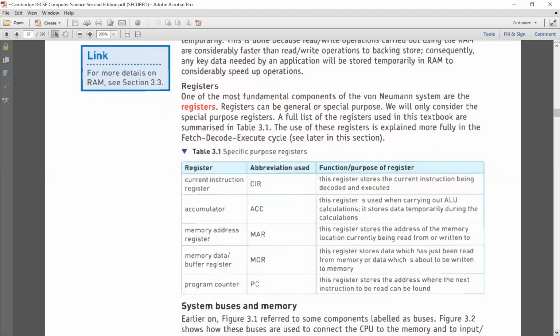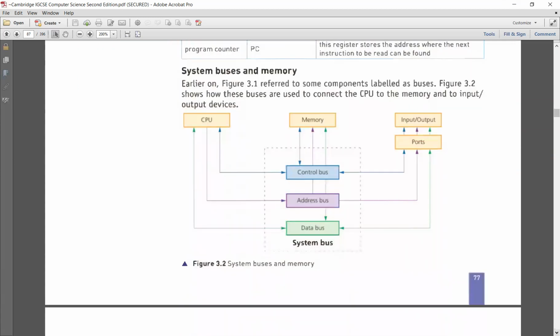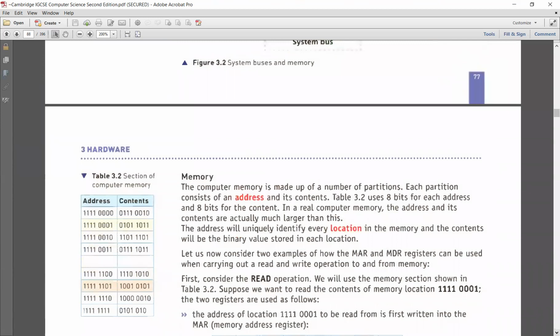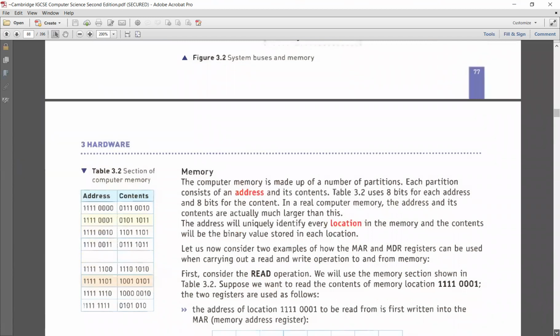Then you have the system buses, and in these buses, we need to know the three buses, which are address bus, data bus, and control bus. What are they doing? And before that, there's one memory that is present here. So what you need to focus on is this table. This table 3.2 is the section of the computer memory. Just remember, address or location, they both mean the same. We can say contents, data, or value, they all mean the same.